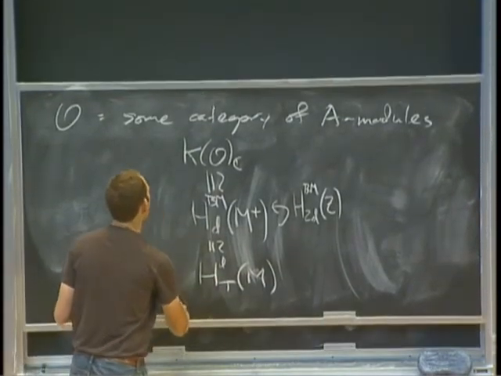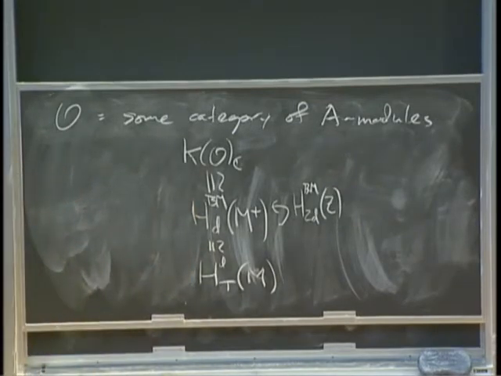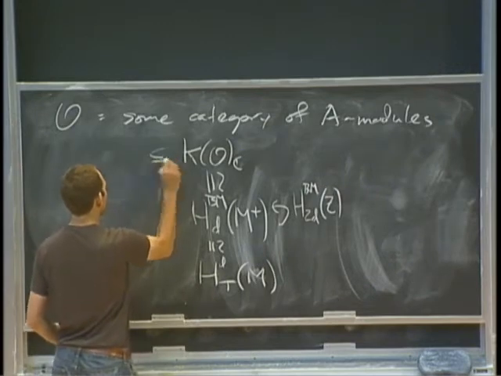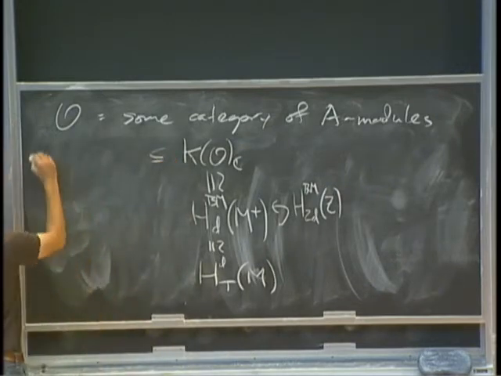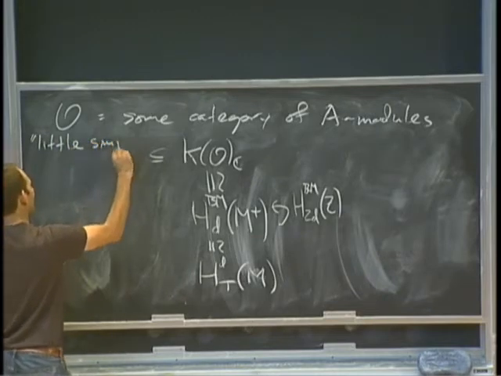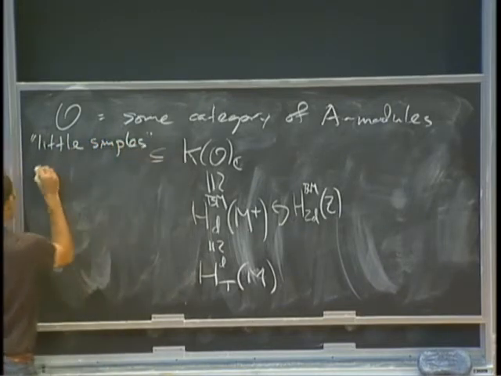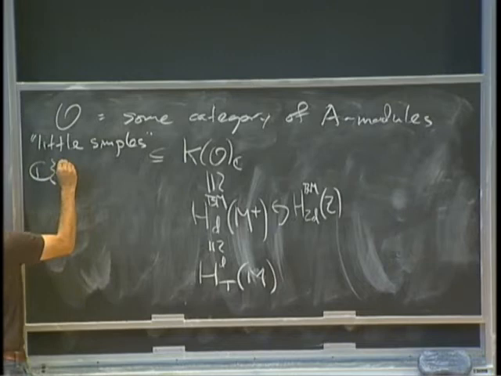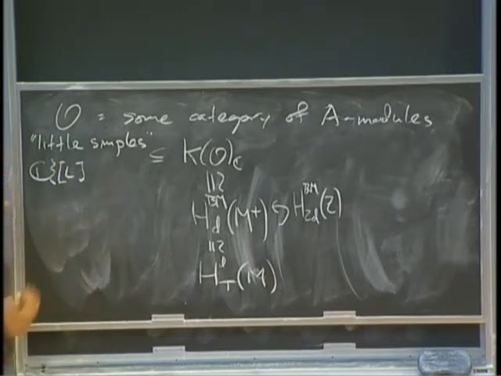Now I want to look at various subgroups of the Grothendieck group. The first subgroup I want to think about, I'll call little simples. I want to look at the span of simple objects that are finite dimensional.